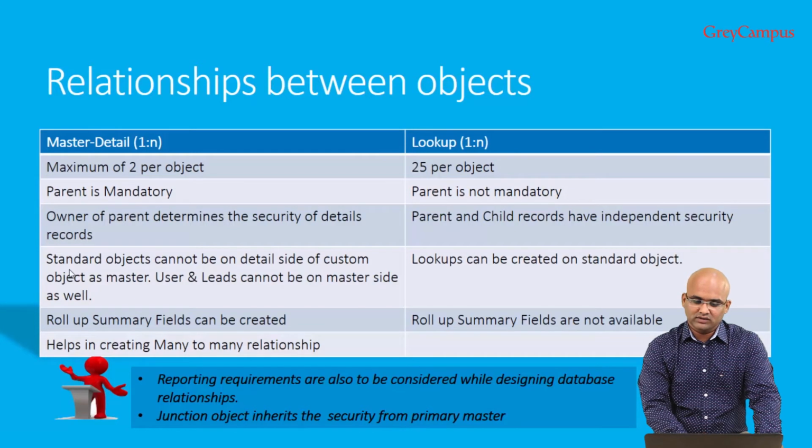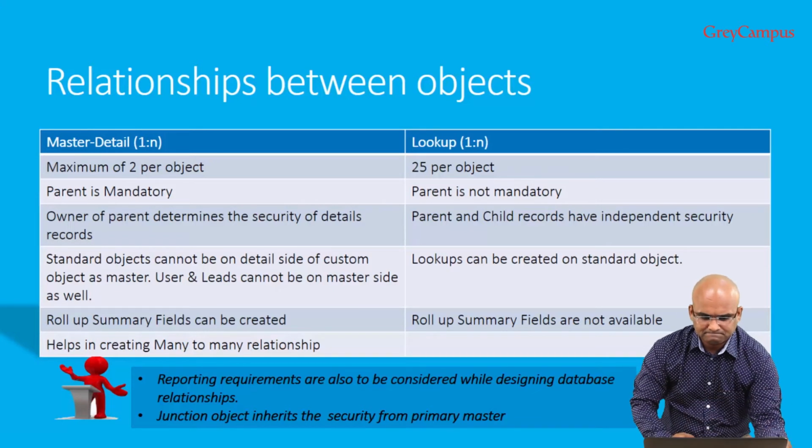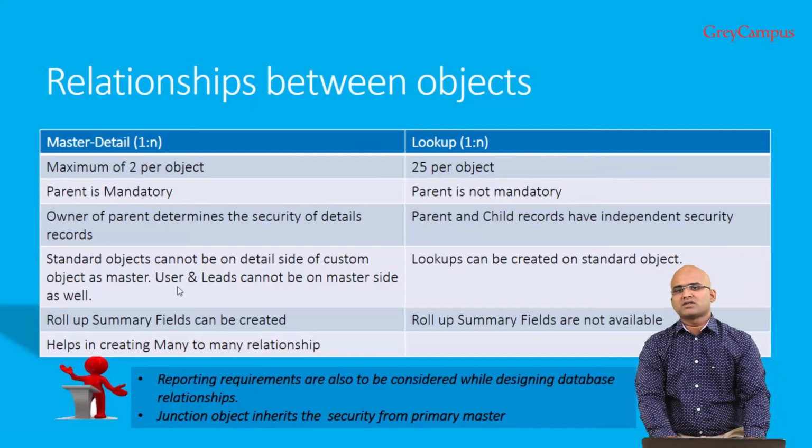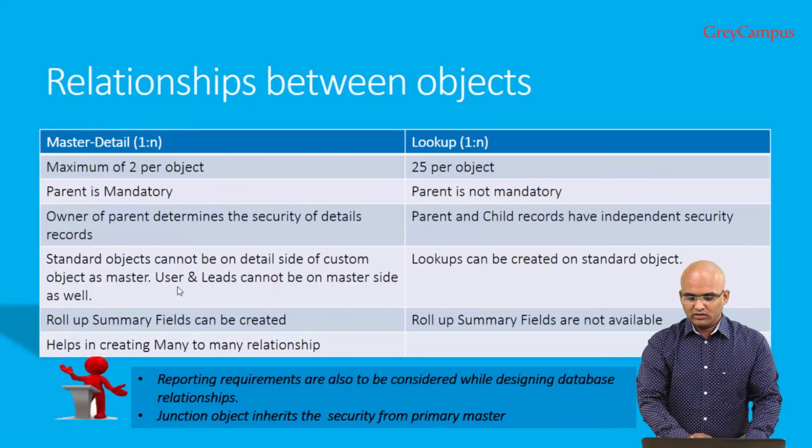Standard objects cannot be on the detail side of a custom object as master. So you cannot create a custom object as a parent or master to a standard object. What this means is you cannot create a standard object on the detail side of the custom object as master, and users and leads cannot be the master side as well. So you cannot create a master-detail relationship at all on the user and lead objects. Lookups can be created on standard objects.